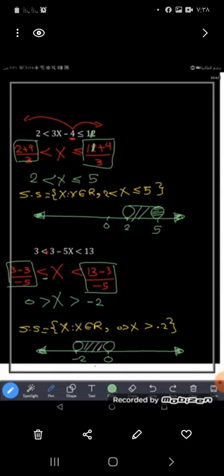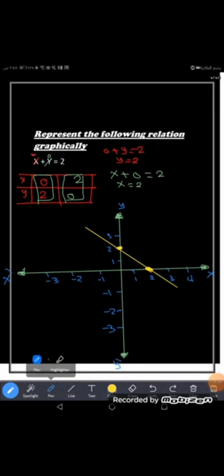3 less than 3 minus 5x less than 13. We can put negative 3 on the two sides and divide by negative 5. Then we can say 3 minus 3 divide negative 5. We have to change the sign of the inequality because we divided by negative 5. Then we can say 0, and the other side also 13 minus 3 divided by negative 5. Then we can say 0 more than x more than negative 2. Put the number line, both of them negative 2 and 0 open, and make the interval.